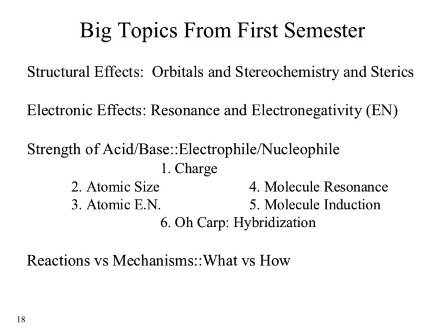Stereochemistry and sterics, where different things are relative to each other. How big they are is our sterics. We're looking at those electron clouds. Electronic effects, resonance, and electronegativity. Where do the electrons want to disperse? Where can they disperse? Strengths of acid bases, electrophiles, and nucleophiles. And this is going to be kind of a big deal here as far as I go.